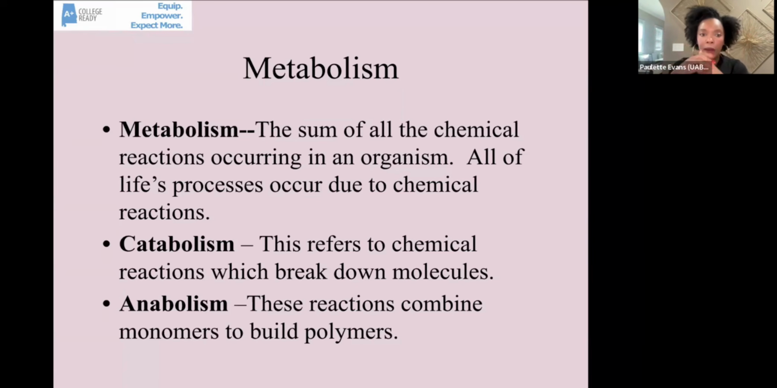It doesn't work quite the same for lipids because they don't build long chains. But anabolic pathways require a net input of energy, and those are the two big groups that we'll talk about: proteins and carbohydrates for this particular session.